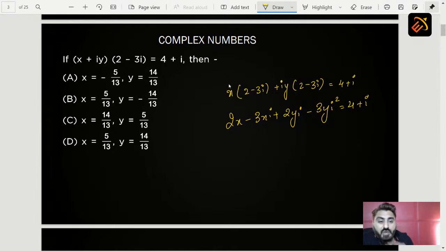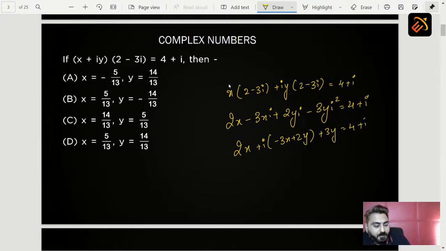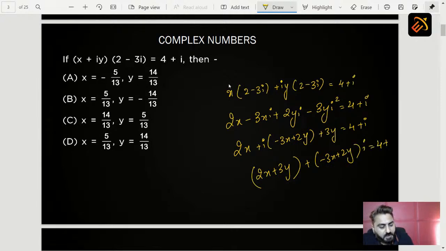What is i²? i² is nothing but −1. So 2x, can we take this i common? तो plus i और यहाँ पे अंदर आ जाएगा −3x + 2y. And i² is −1. So हमें क्या मिलेगा? Plus 3y = 4 + i. Now let's take real terms together and imaginary terms together. So हमें यहाँ पे मिलेगा (2x + 3y) + (−3x + 2y)i = 4 + i.